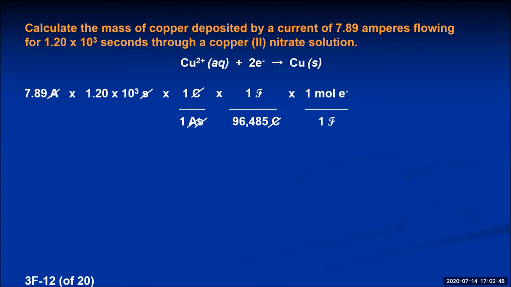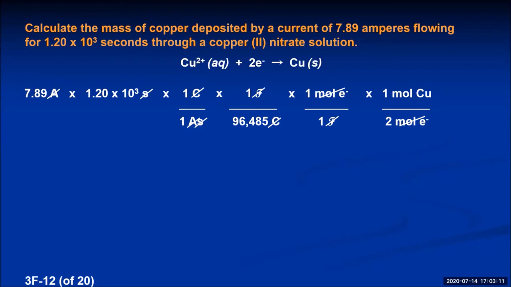So 1 Faraday is 1 mole of electrons. Now we use the half reaction we wrote above. What's the relationship between electrons and copper? It's 2 moles of electrons to make 1 mole of solid copper. So 2 moles of electrons on the bottom, 1 mole of copper on the top. We've just now calculated how many moles of copper will be produced.